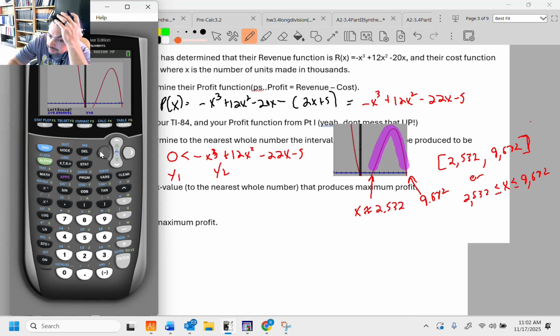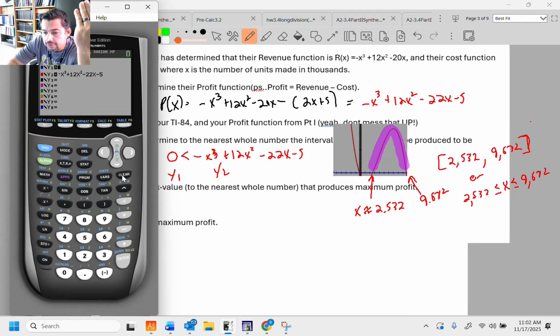And I'm going to get to the left of the maximum, which means I have to be on the red curve. I'm going to hit the up arrow to get there. Get left, press enter. Get right, press enter. And then enter for a guess. Now, by the way, I had to hit the up arrow here. You can also just clear this out and not worry about that. I'll go through the process again. I cleared out Y1 because I didn't need that part anymore.